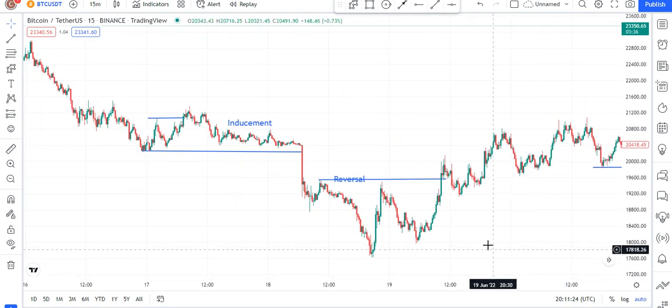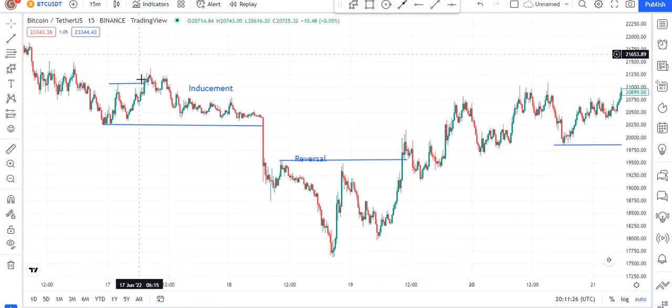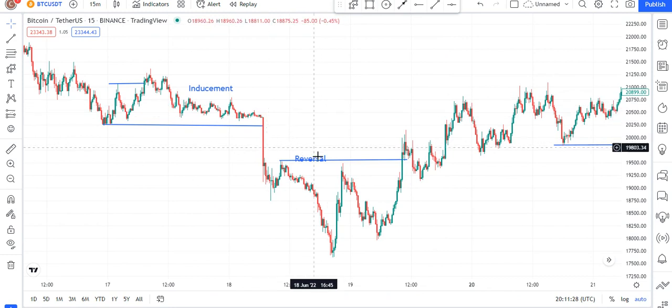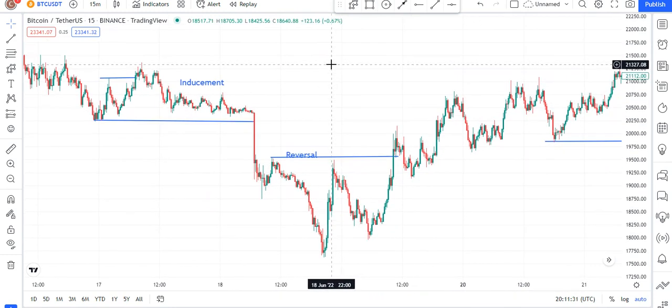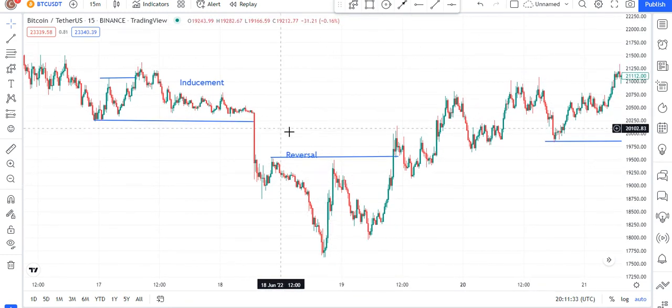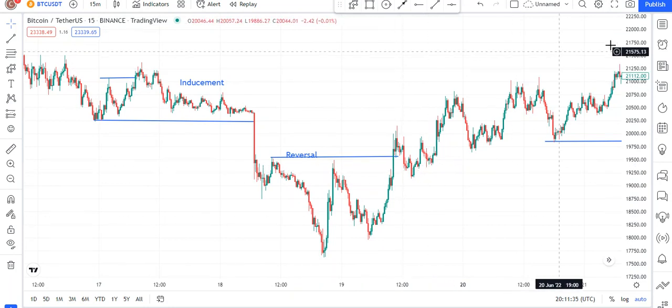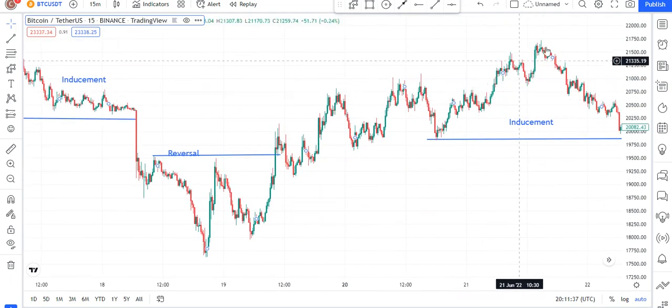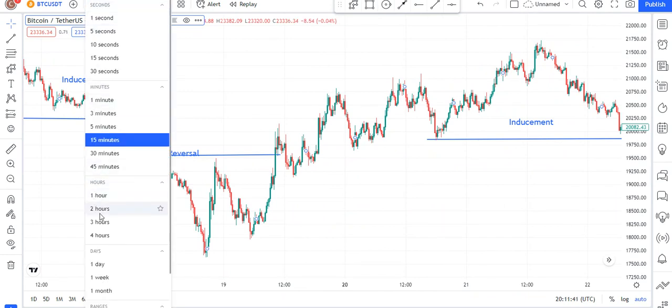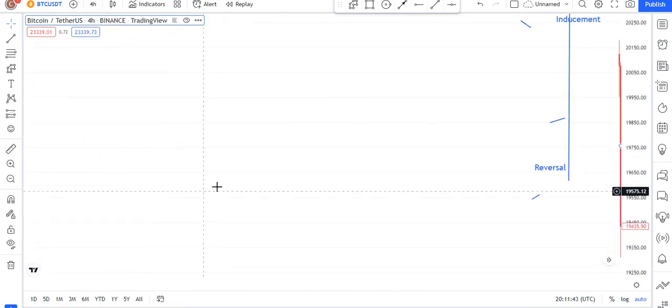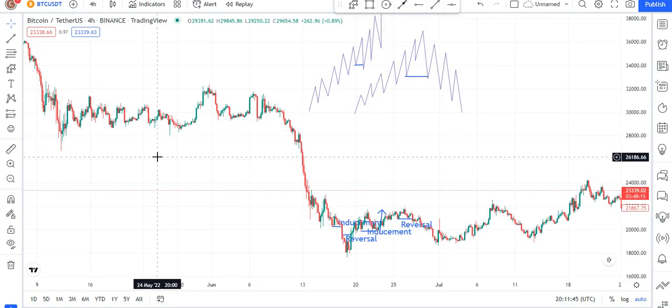Okay, you may see something like this now. You just see this thing happening. You may think that it is a new uptrend starting. All right, but if you go to a higher time frame now, you'll be able to see what happened at the back.